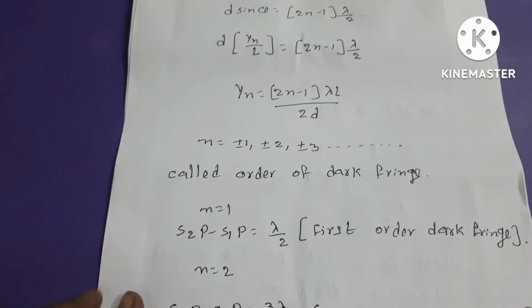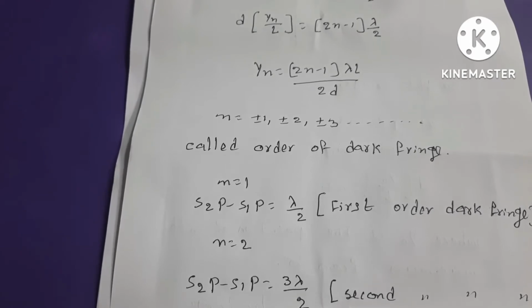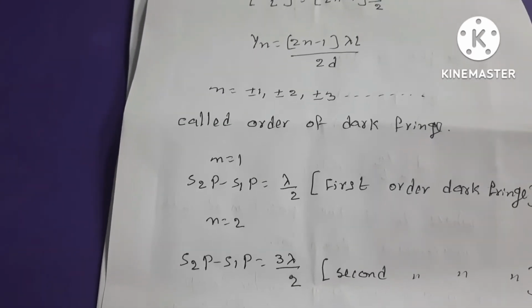n equals plus or minus 1, plus or minus 2 are called the orders of the dark fringes. If n equals 1, that is the first order dark fringe. Then n equals 2 is the second order dark fringe, but the path difference, you see here, is lambda by 2.